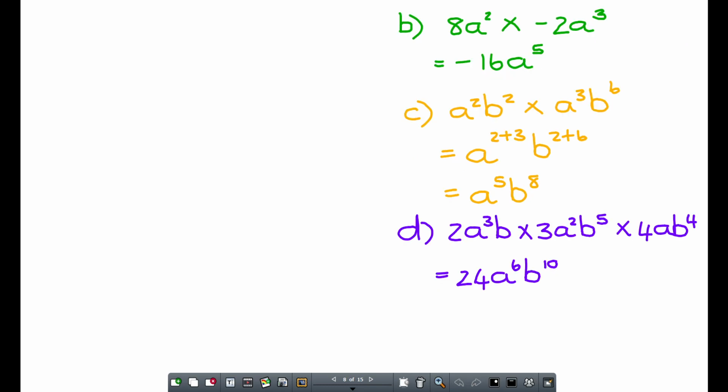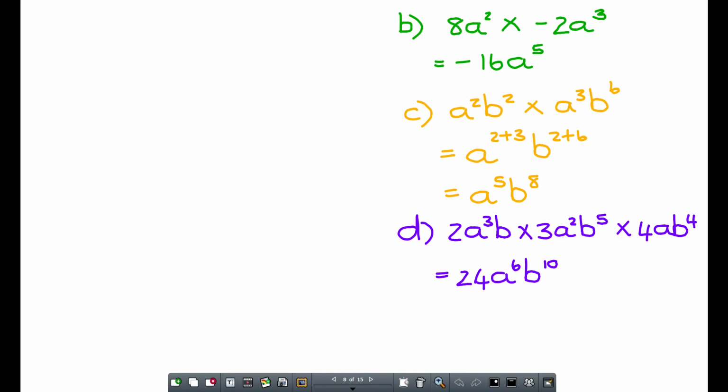At B, again, multiply the coefficients. So 8 times minus 2 gave me the minus 16. And then a to the power of 2 times a to the power of 3. The base is the same and we multiply, so I can add those exponents. And that's how I get a to the power of 5.